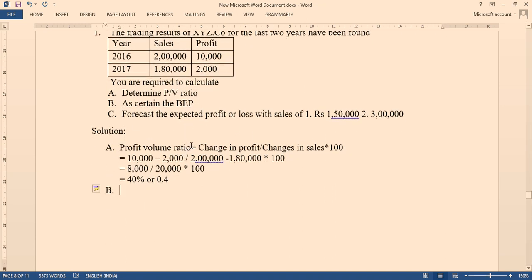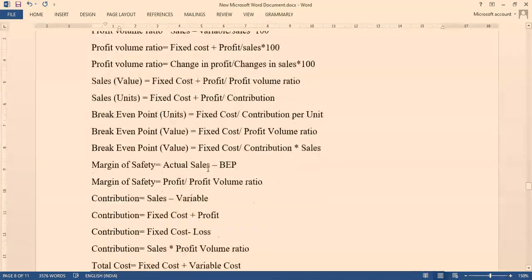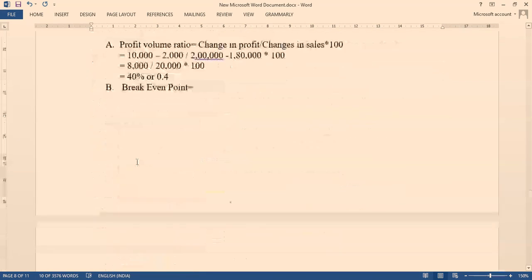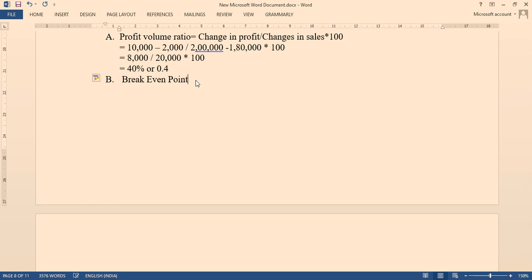Determining the break-even sales, we are going to call it the break-even point. Break-even point equals, and the formula which is suitable for us is the fixed cost divided by the PV ratio. This will be the suitable value to find a solution for this. Yes, apply the formula. Here we have to calculate the fixed cost, but we don't have any other information.